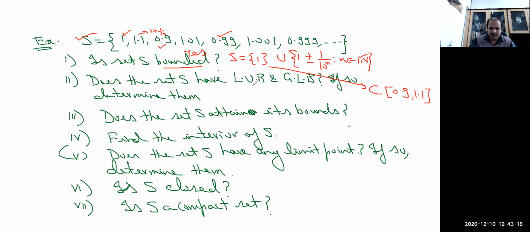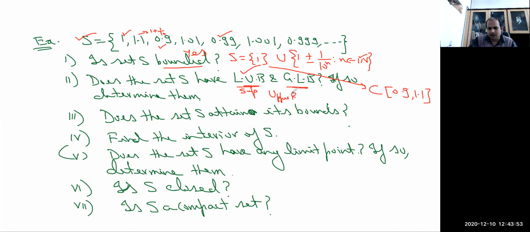Second: does the set S have a least upper bound and a greatest lower bound? For this, we know that whenever a set is bounded above, its supremum exists. Supremum is defined as, among all upper bounds, the least one. So here we need to find the supremum of this set.